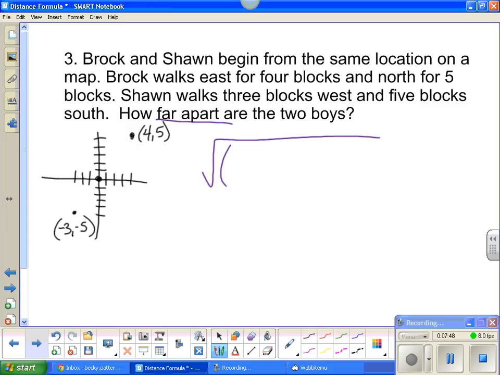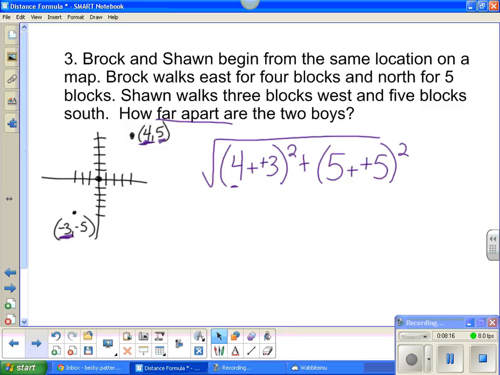So I'm going to go x minus x. It doesn't matter which one you pick first. You can do 4 minus a -3, or you could do -3 minus 4. It doesn't matter. I'm going to start with a 4. So 4 minus a -3 squared plus, now do my y's. Since I picked my 4 first, I have to pick my 5 first. 5 minus a -5. You know that when you have a double negative, you change it to a plus.